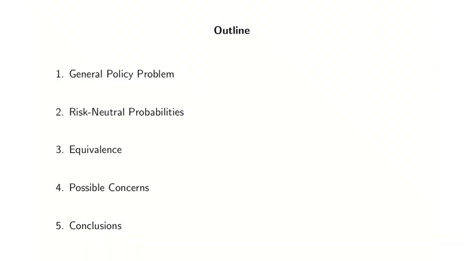So the outline for the talk is going to be pretty simple. I'm going to put forward a general policy problem, and, more than in the slides, I'll emphasize in my words the critical feature of that policy problem. I'll define risk-neutral probabilities. After what we saw this morning, that's somewhat unnecessary, but I'll do it anyway. I'll show the basic equivalence. And then I'll talk through what I think is the most interesting part of the talk, section 4, the possible concerns that one might have about this. And then I'll wrap up with conclusions, and we can have a discussion at that point.